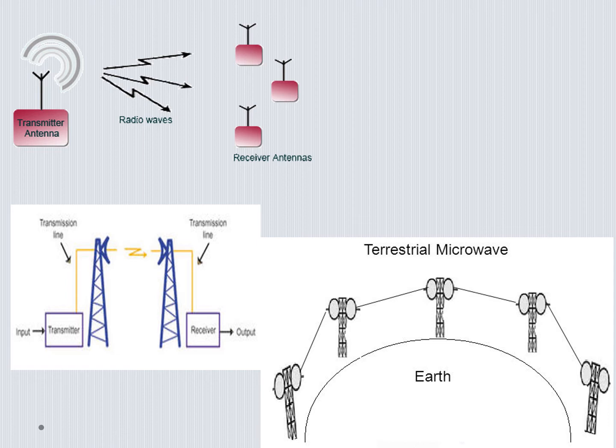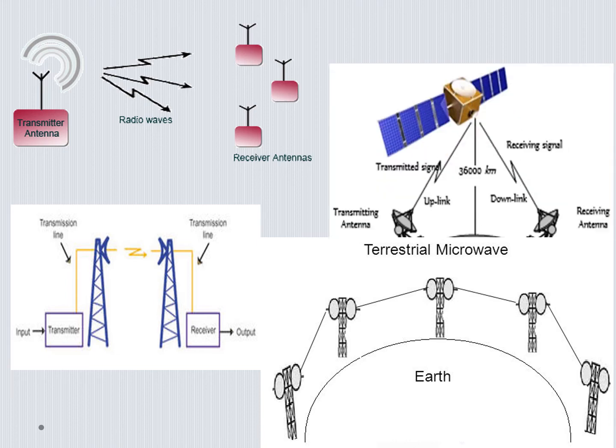You can see here one end is the transmitting station, the other end is the receiving station. You can see here periodic repeaters are used. Towers are constructed and each and every tower has a transmitter and a receiver to transfer the data from one end to another end, and they are placed in a direct line of sight.